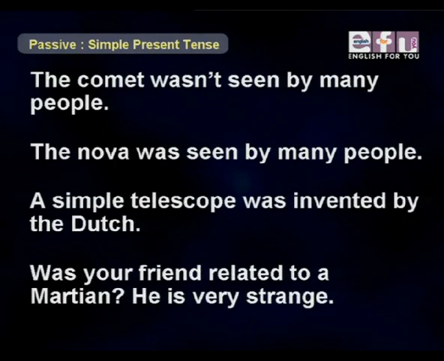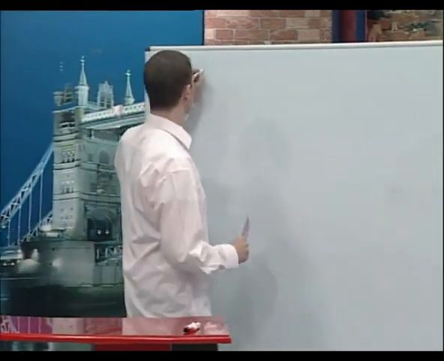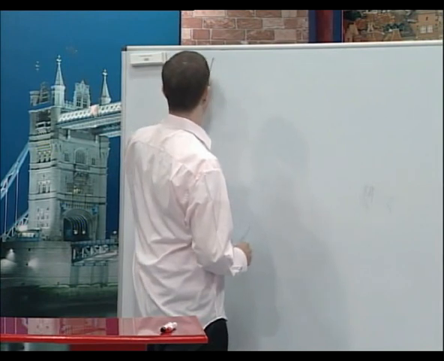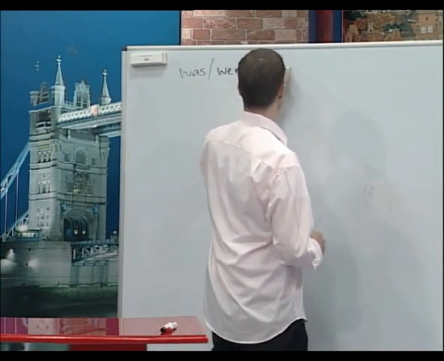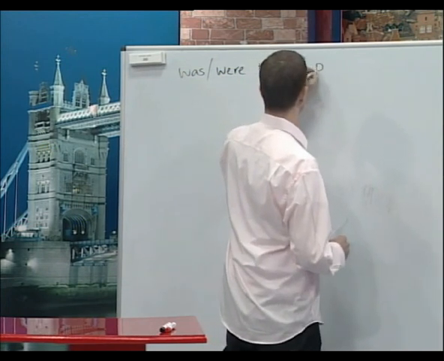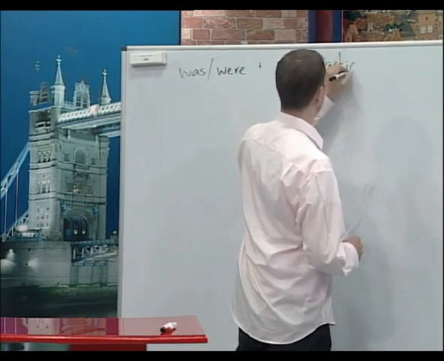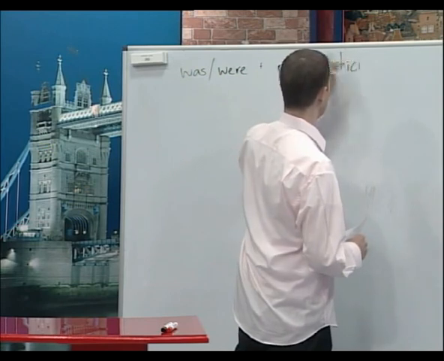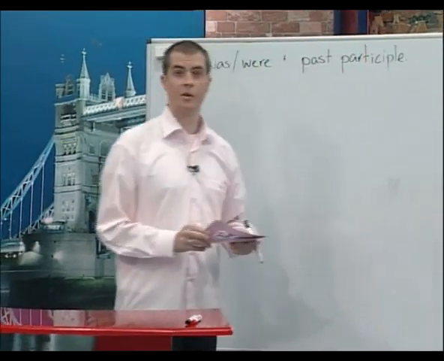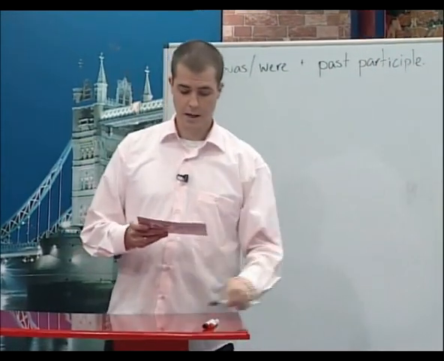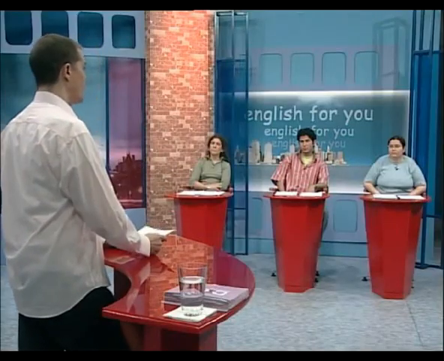Was your friend related to a Martian? He is very strange. For the simple past, we use was or were plus the past participle. Participle. There we go. So let's practice these now. Let's review the passive with the simple past.